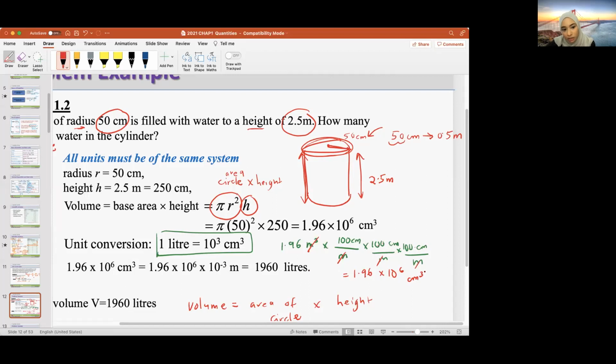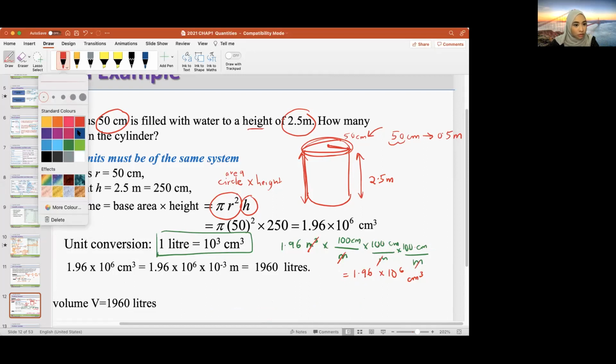Okay, my job here is not done yet because we wanted to do it in meter cube earlier. 1.96 times 10 to the 6 centimeter cube. How do I convert this to liter? I can continue my work over here but I don't have much space, so I'm just going to do it down here.